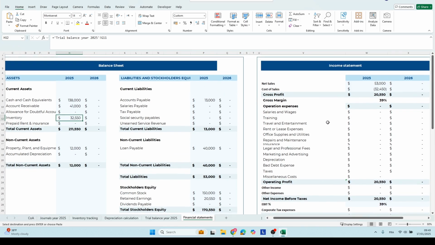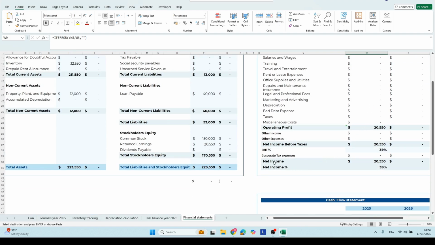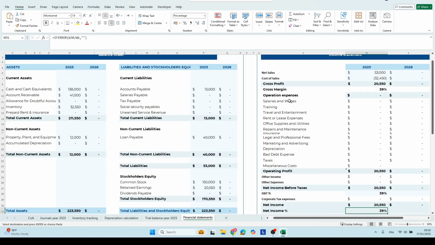Then in the income statement, you see that the gross margin now is 39%. It's not 64% as it was before, because we have reported the cost of goods sold, and we get a net income for the company at the value of 20,550 with a net income margin of 39%. So there are some movements we haven't yet booked, which are related to operating expenses.